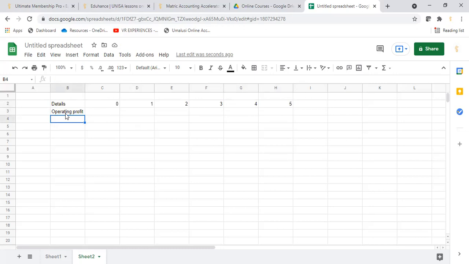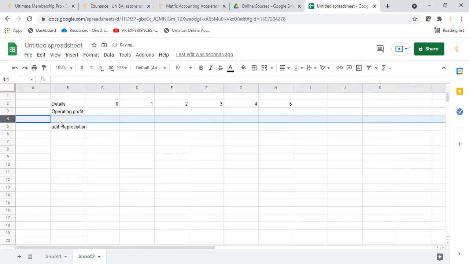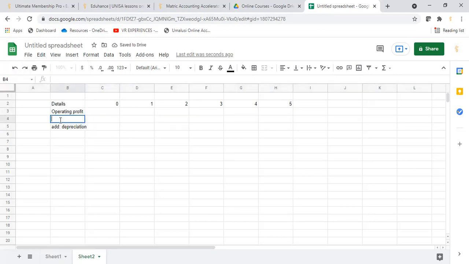So what do we do? All we do is we have operating profit. Then we add back depreciation. Okay, so we say add back depreciation. The reason why we add back depreciation is that included in operating profit is depreciation. Actually, before we do that, we need to first work out the tax on this. Tax on operating profit.